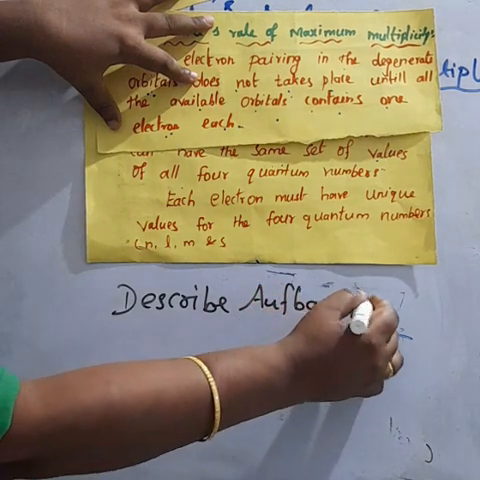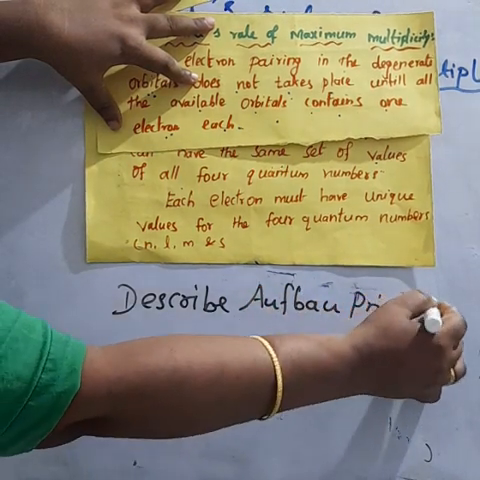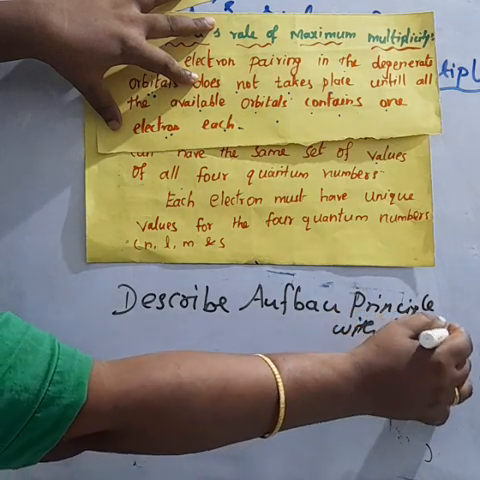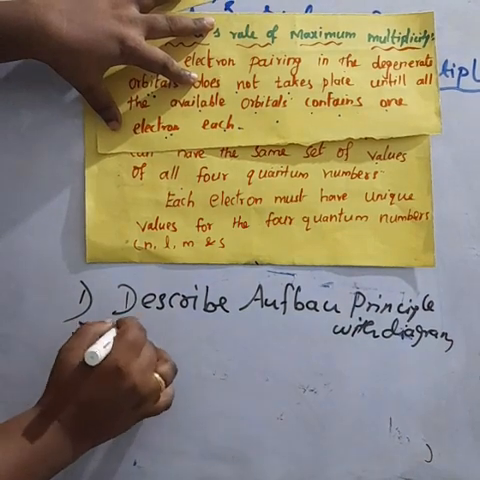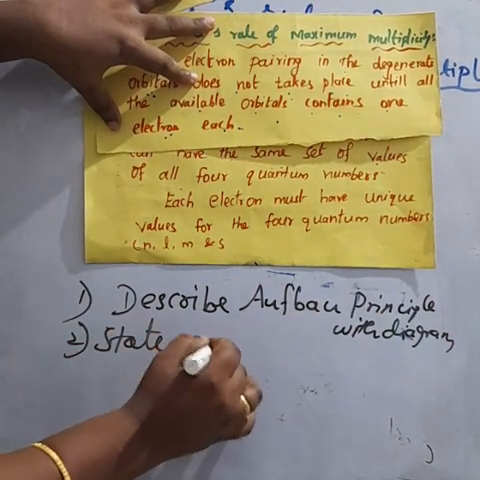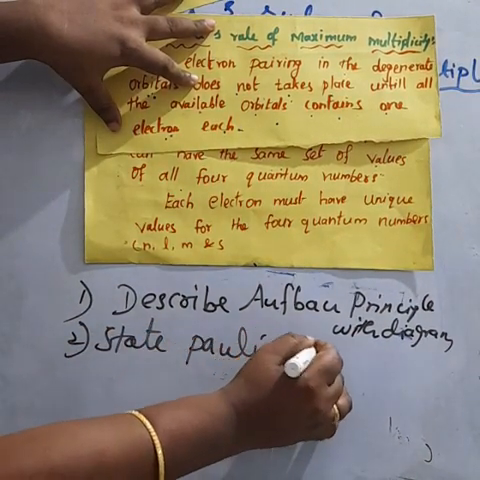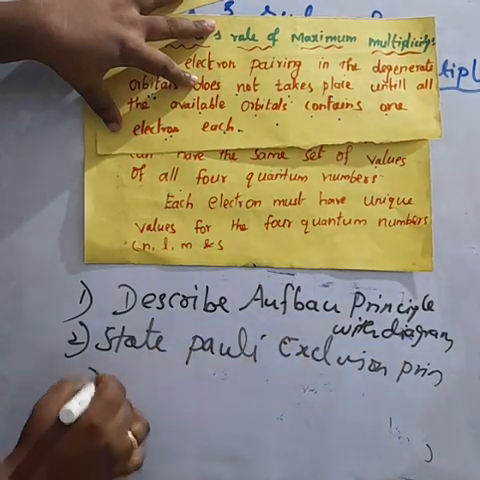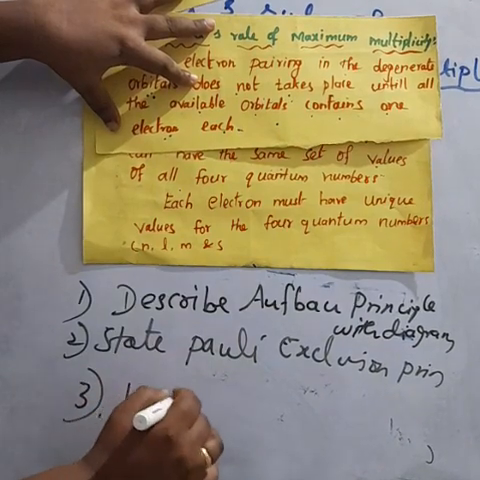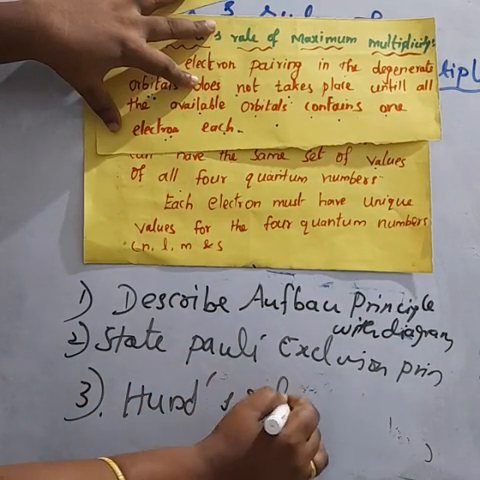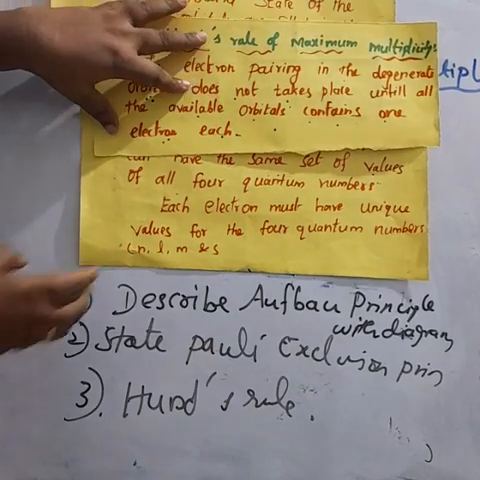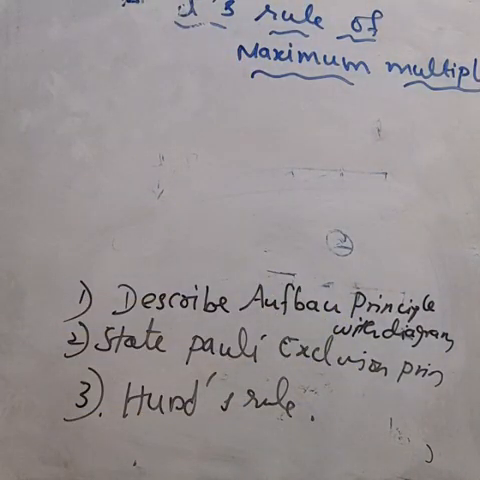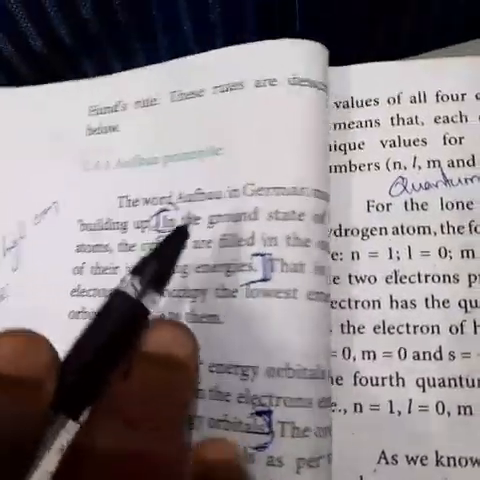Second question, state Pauli exclusion principle. Fourth question, define Hund's rule. Very important questions. Okay, I will now mark in your book. If you have the book, take your book, page number 52 and 53. Students, take page number 52.